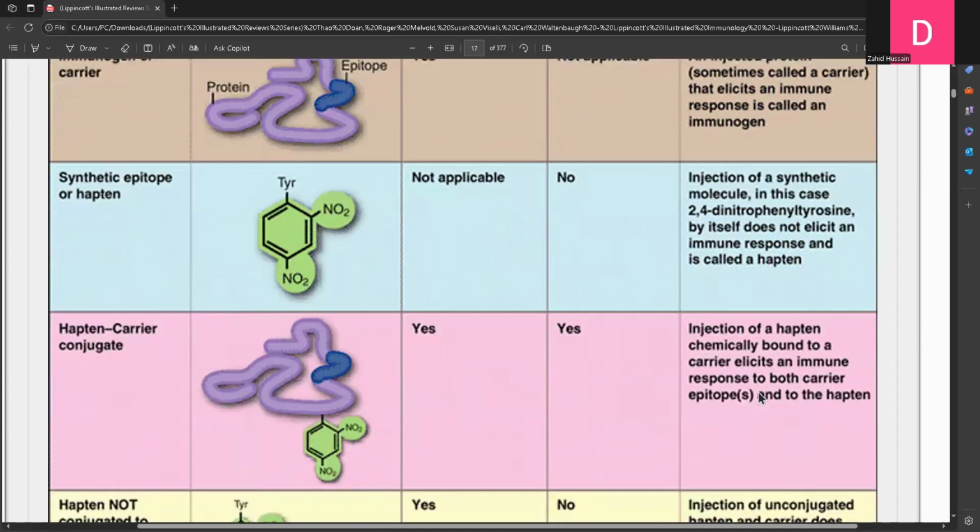But when we conjugate this with a protein, which is termed a carrier protein, forming a hapten-carrier conjugate, then when they come together it will be recognized as an immunogen, and an immune response will be produced against it. So injection of a hapten chemically bound to a carrier elicits an immune response to both the carrier epitope and the hapten.